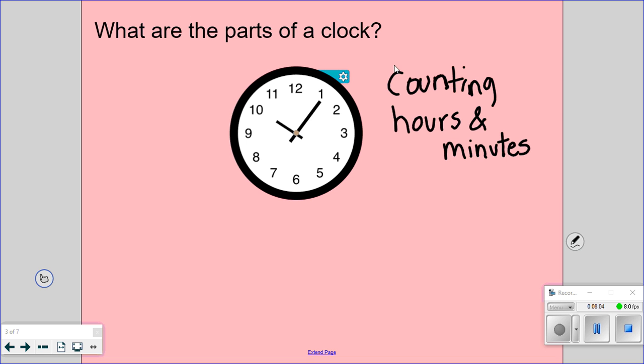Some clocks do have seconds on there that they're counting, like the one on my wall. But most people, when they tell the time, they're usually only telling you the hour and the minutes. They're not usually telling the seconds.